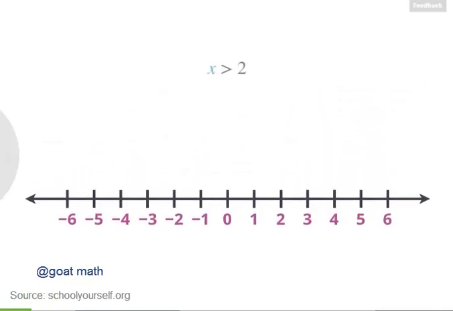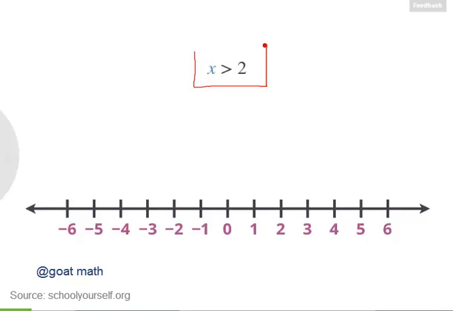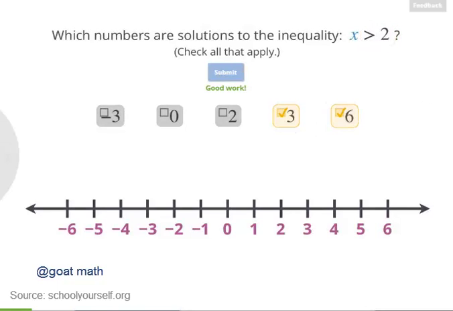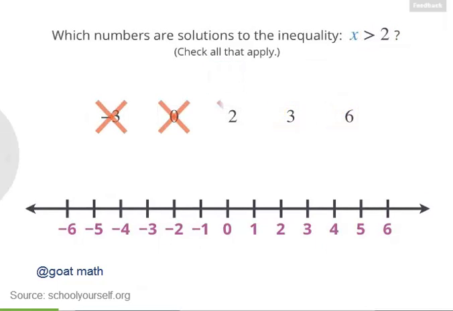Now let's look at an inequality, like this one, which you can read aloud as x is greater than 2. This means that x is some number bigger than, or greater than, 2. So which numbers are solutions to this inequality? Of the 5 numbers down here, which of these are possible values for x? Which of these are greater than 2? Right, -3, 0, and 2 are no good, while 3 and 6 are both greater than 2.